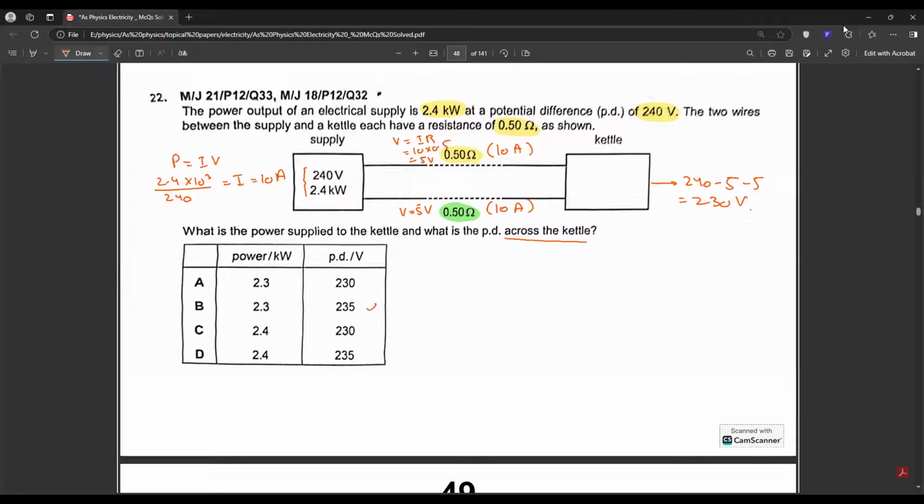So option B and D will get cancelled out. Your kettle is getting 230 volts and the current across the kettle will remain the same, that is 10 ampere, since it is in series. What will the power become? 2.3 kilowatts. A is your answer. Let's further move ahead.